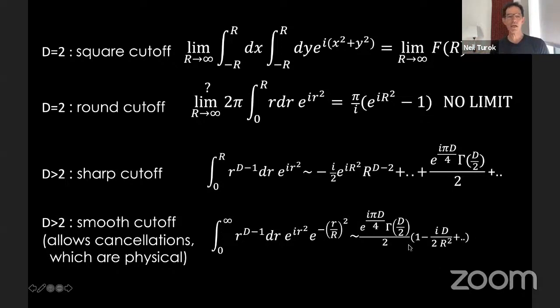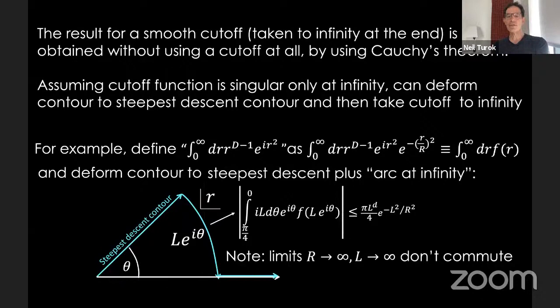Now, actually, it's much nicer than that, because the result for a smooth cutoff taken to infinity at the end of the calculation can be obtained without using a cutoff at all by using Cauchy's theorem. So let's, in particular, just to make things simple, assume the cutoff function is singular only at infinity. And then what we can do is deform the contour onto a steepest descent contour, like the yellow curve I showed you, plus some arcs at infinity, and then take the cutoff to infinity. And what we'll see is that providing the cutoff is reasonable, all those arcs at infinity will vanish, and our original integral will be equal to the steepest descent integral, and we can forget all about the cutoff.